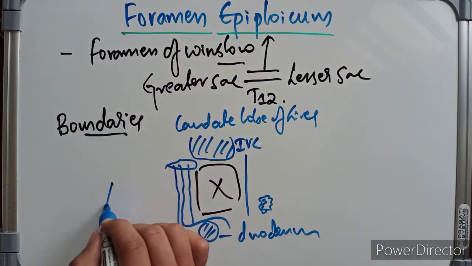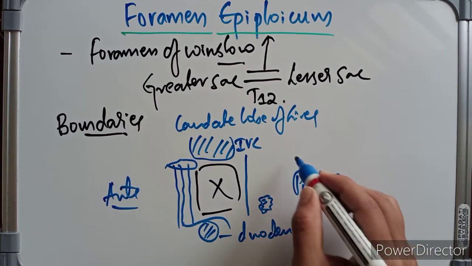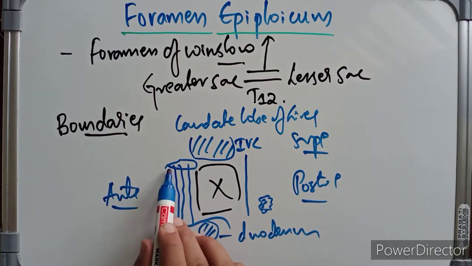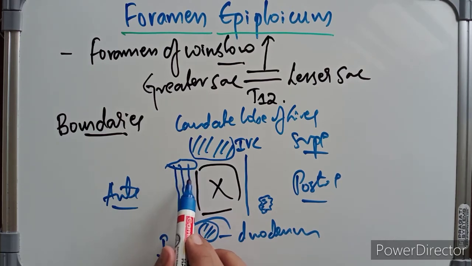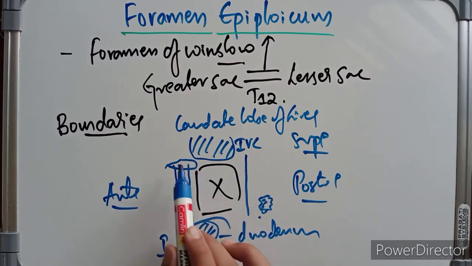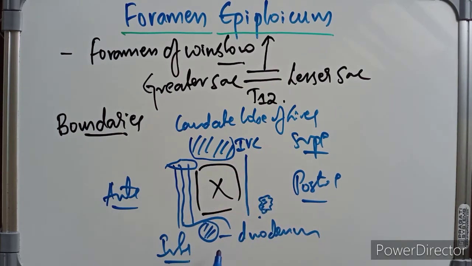So these are the boundaries. This is the anterior, this is the posterior, this is the superior, and this is the inferior border. Anteriorly it is bounded by the porta hepatis and the right free margin of the lesser omentum, which contains the bile duct, hepatic artery, and portal vein. Posteriorly it is bounded by the inferior vena cava and the right suprarenal gland. Superiorly we have the caudate lobe of the liver, and inferiorly we have the first part of the duodenum and also the transverse part of the hepatic artery. So these are the boundaries of the foramen epiploicum.